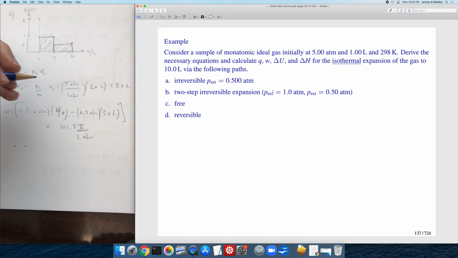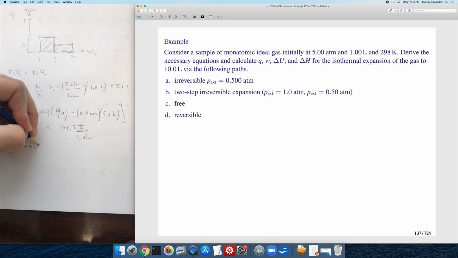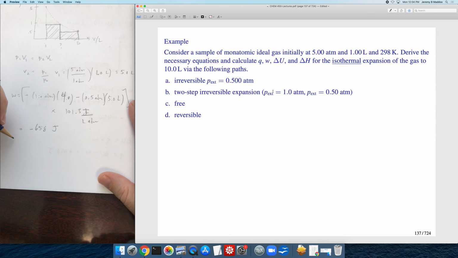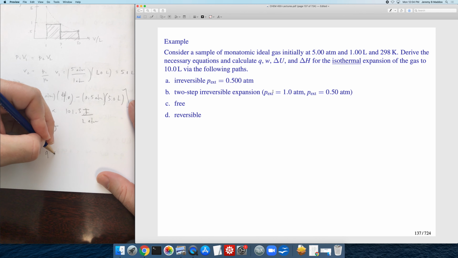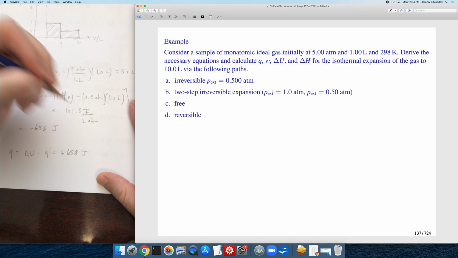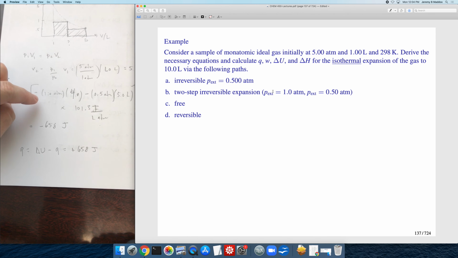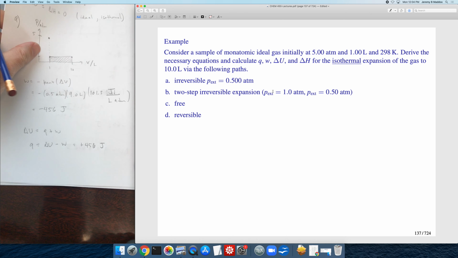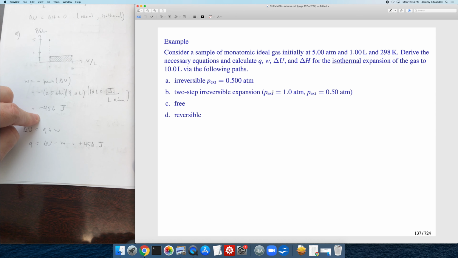So I'm getting minus 658 joules for that work. And again, because it's isothermal, when we go to calculate Q, we just get plus 658 joules. What I want to point out, so we have, for this two-step process, it's a work of minus 658. Previously, it was minus 456. So we see that the gas did more work during the two-step expansion compared to the one-step expansion.